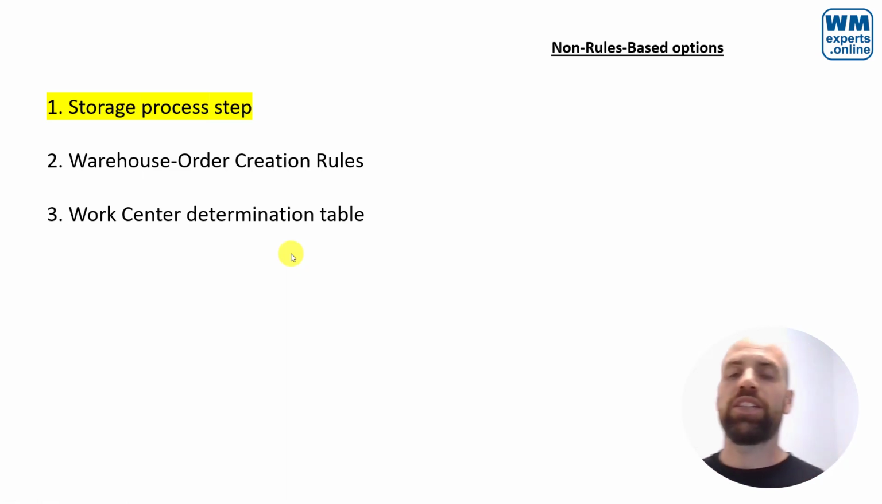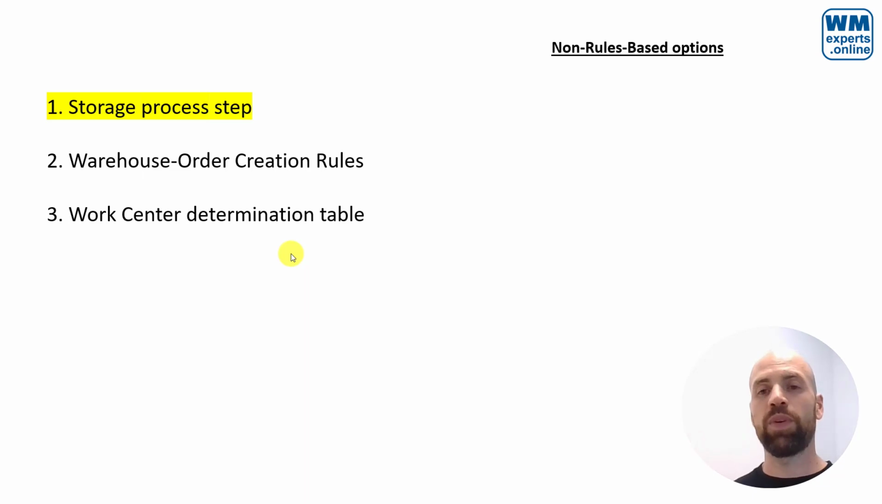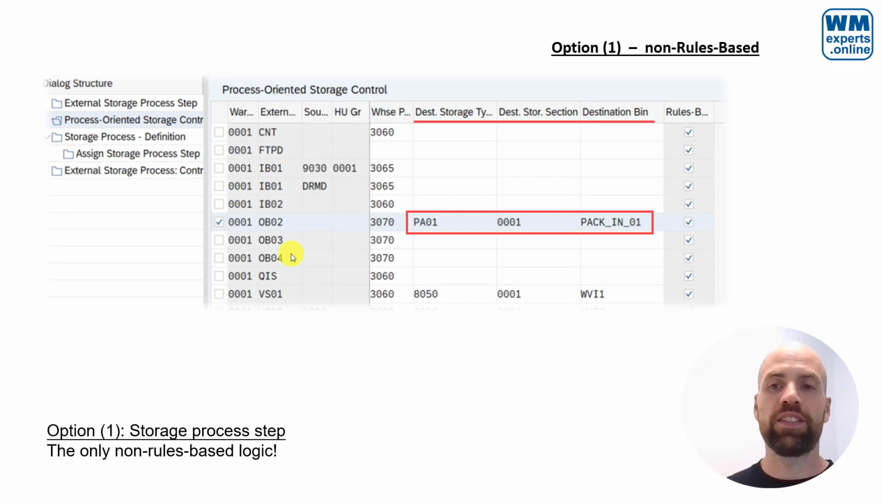Let's first concentrate on the non-rules-based options. So basically the logic that the standard will apply in case you do not flag the storage process step as rules-based in the customizing for the process-oriented storage control. And here it's pretty simple. We have the storage process here, and then we have 3 fields: a storage type, section, and destination bin. And here you can enter the destination for the packing step.